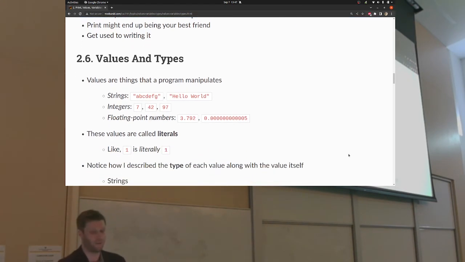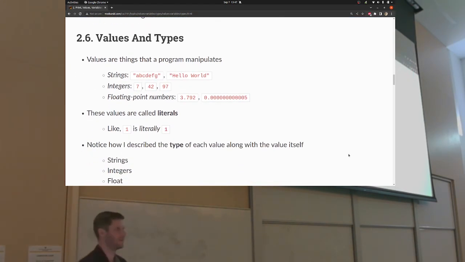Okay, values and types. Again, I'll just reiterate, if at this point you're thinking, man, this feels like a blitz of information, yeah, it kind of is. I just kind of want to get us up to speed. Everything I talked about before, the big thing to take away is what an algorithm is, levels of abstraction, and print. Now let's talk about values and types.